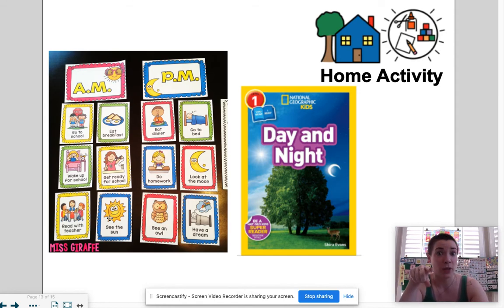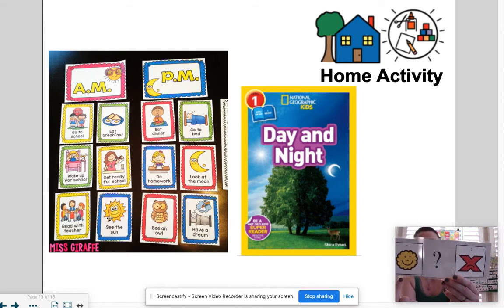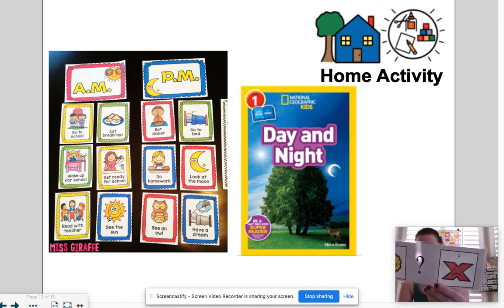Now, here's a trick question. Can you see the moon during the day sometimes? We learned this in our story. Can we see the moon sometimes? Yes or no? What do you think?